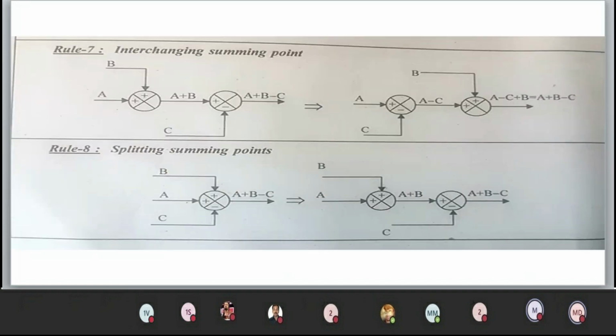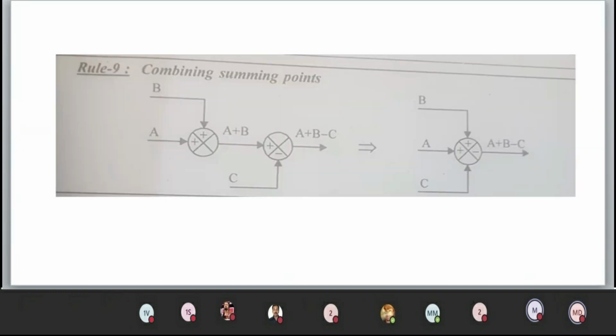Then interchanging summing points is very simple. Splitting the summing point: a 3-input summing point is converted to 2-input summing points. A combining summing point is again the reverse of rule 8. A 2-input summing point is converted to a single 3-input summing point.